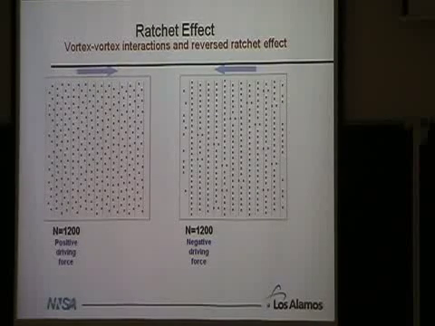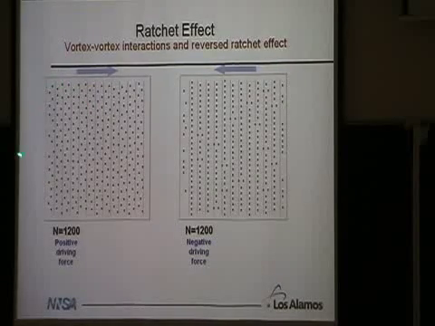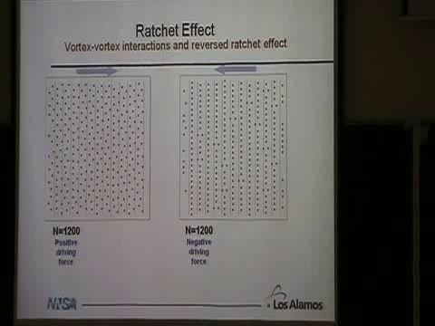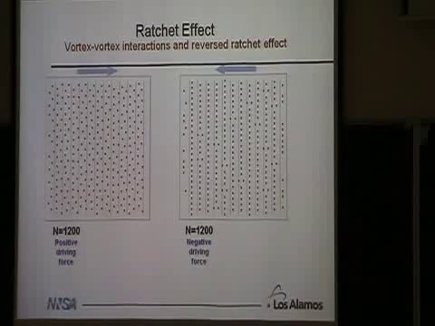And this gives you an idea of where the reversal is coming from. It's not analytic, but it's qualitative. When we drive the vortices in the positive direction, which normally would be the direction you expect the ratchet to go, you can see that they spread out and do their best to form a triangular lattice. So they're minimizing their interaction potential.